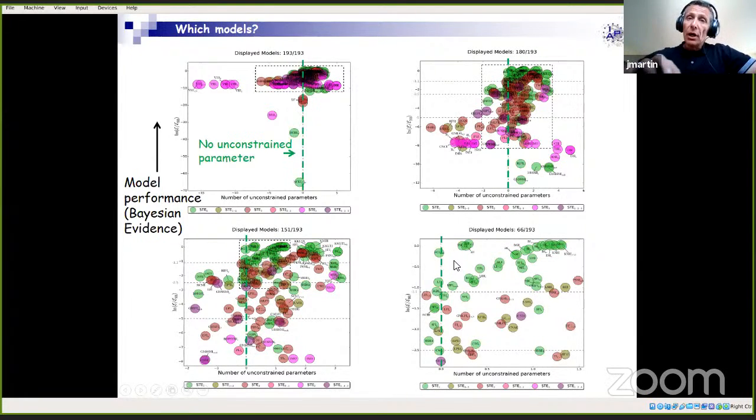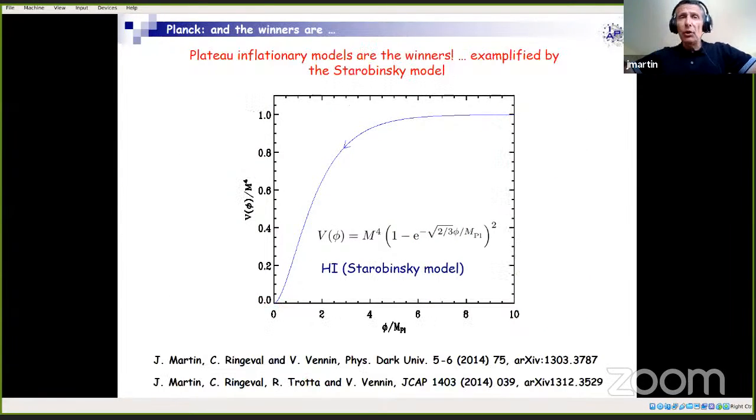And if you look at the models that are present in this part of the graph, you typically find the Starobinsky model. So a conclusion that you can draw from the Planck data is that plateau inflationary models are the winner. They are exemplified by the Starobinsky model. This is not the only plateau model, I should say. There is a group of models that have a potential shape which is similar to Starobinsky, but typically this is the model that seems to emerge from the Planck data.